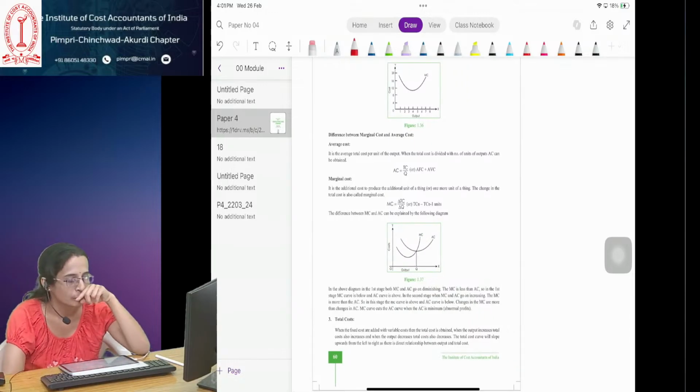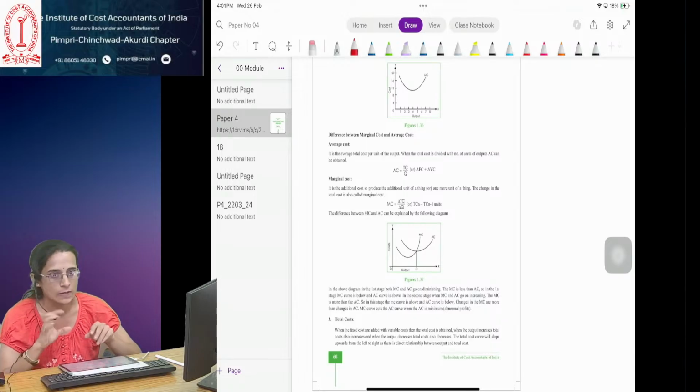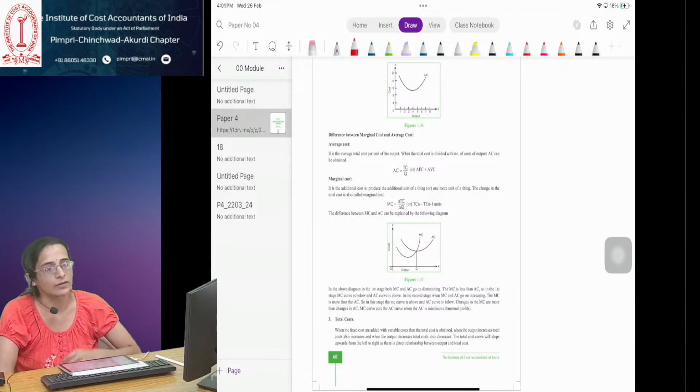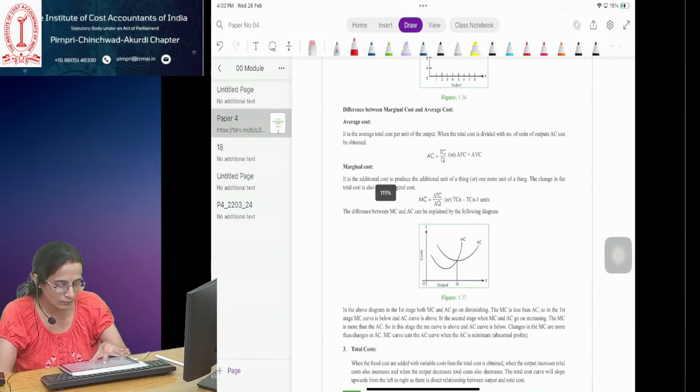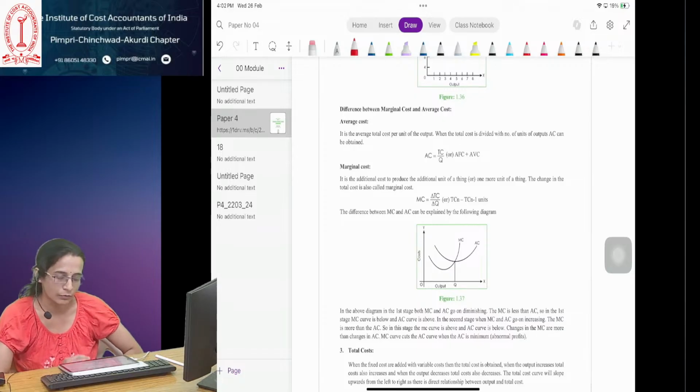What is your name? We discussed what is average cost and what is marginal cost. Can you tell me the difference, or just what is average cost and what is marginal cost? It is the same concept. I will help you. We will both together try to do it. You start something, I will help you in that.